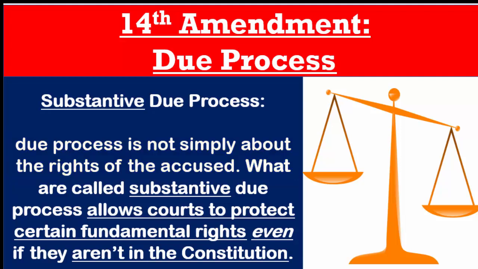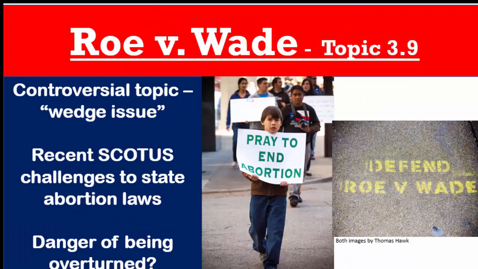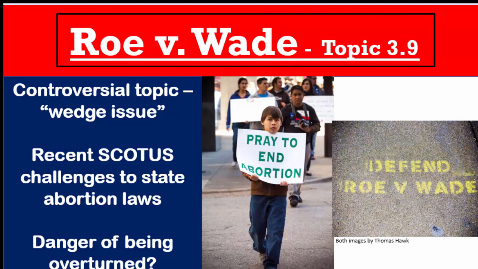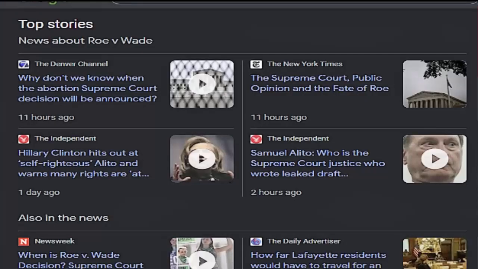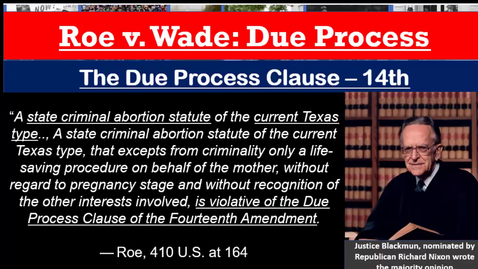What is called substantive due process allows courts to protect certain fundamental rights even if they aren't in the Constitution. Now, substantive due process leads us to our next benchmark, Roe v. Wade. This case and precedent protecting abortions has been in the news a lot recently as it's being challenged by certain state laws. And we are expecting the Supreme Court to release an opinion on these laws and potentially this precedent.